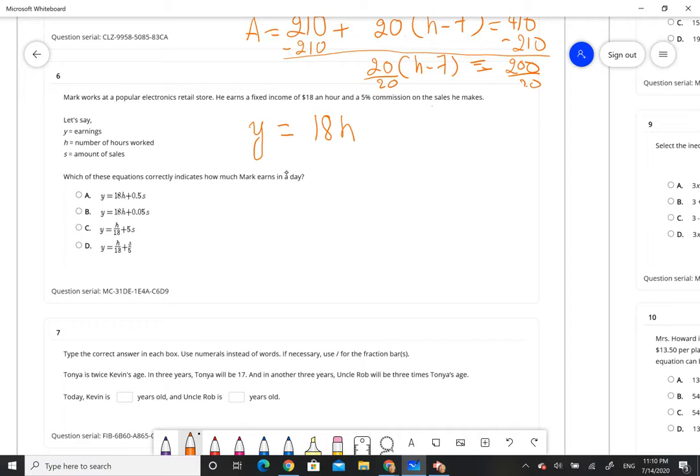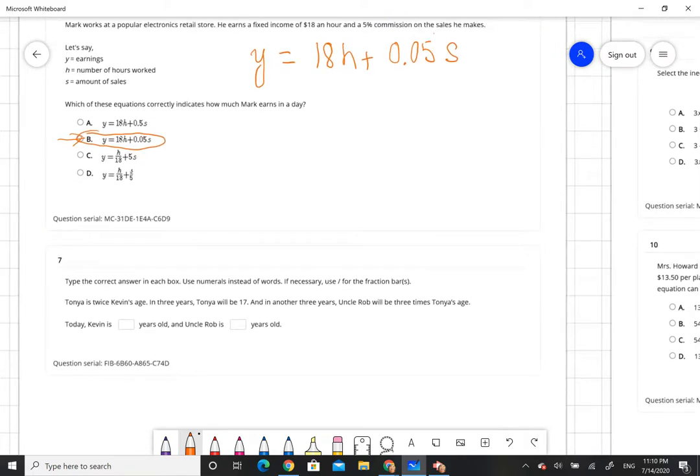And on top of that, he also earned 5% commission. So 5% would be 0.05, right? And commission on the sale, and the sale is S, right? So which one said this? 18H plus, so the answer is this, B, okay? 18H plus 0.05S. That's number 6.